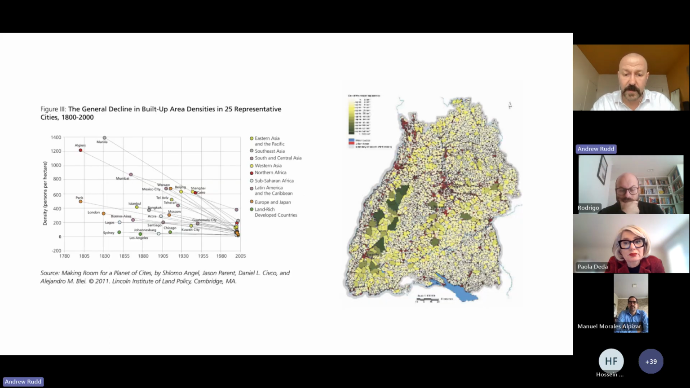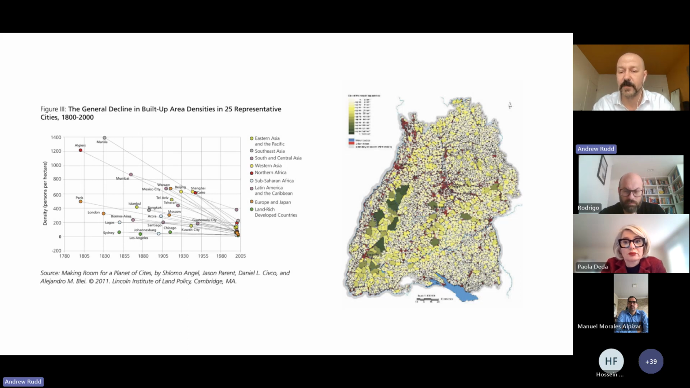So we know that densities in cities across the world are declining, which means sprawl is increasing. But it's not just a measure of the quantity. This isn't just about the overall amount of green space that we're preserving or is being lost. The complexity here with the ecosystems is really in the configuration. It's how all the pieces interact.